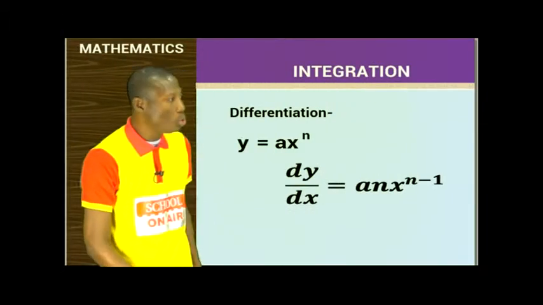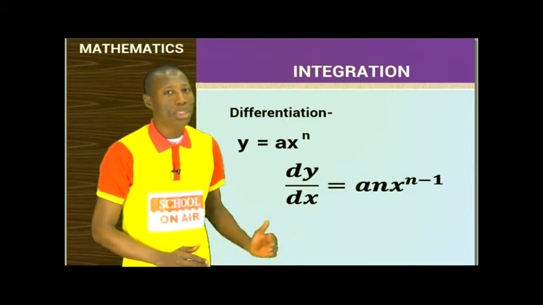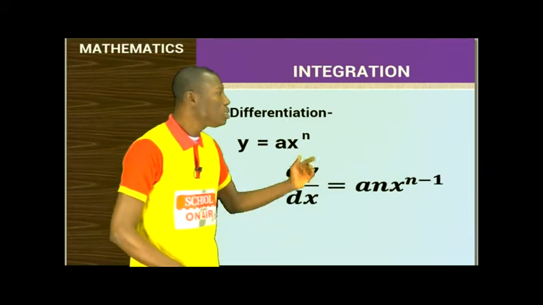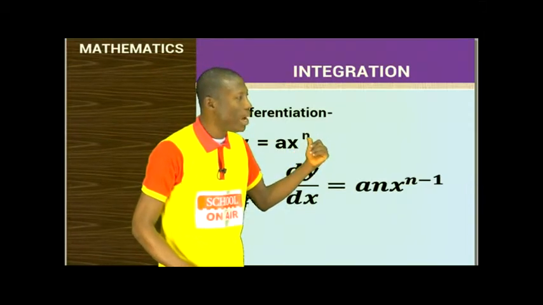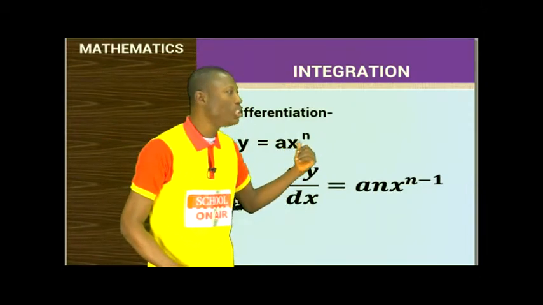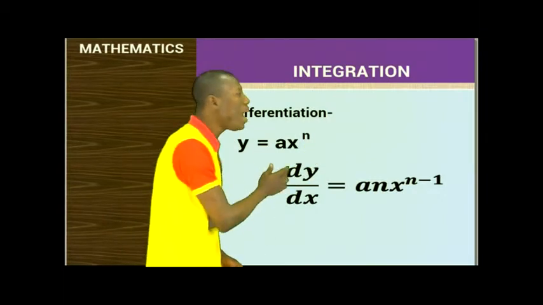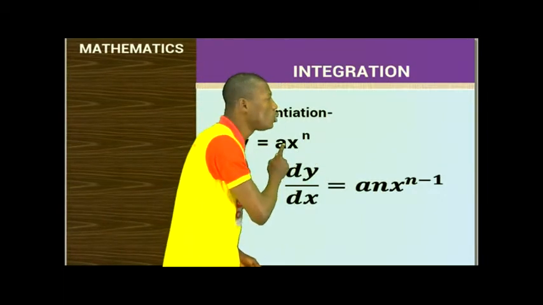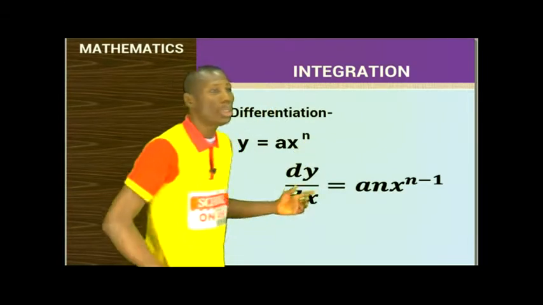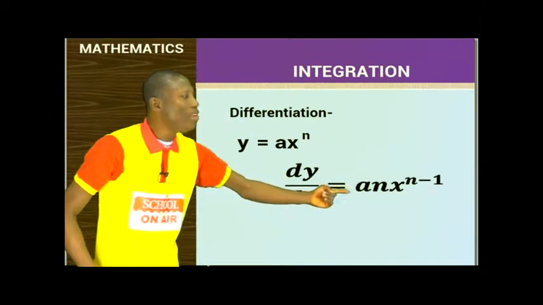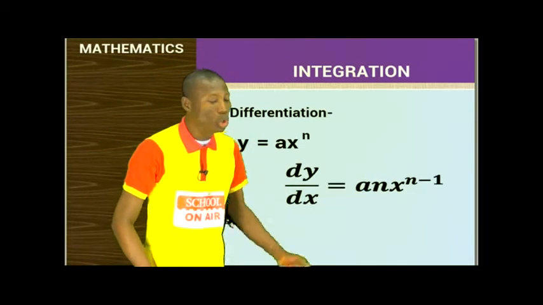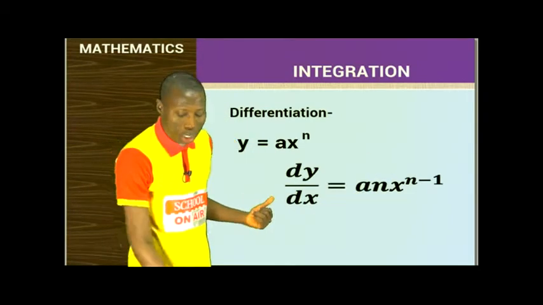Let me first of all show you something. Let me start from the perspective of differentiation. In this, I have y is equal to ax raised to power n. You know, a is the coefficient, n is the power. Now dy/dx is: I multiply this one and this one, then I take one away from the power, then I have anx raised to power n minus 1. This is differentiation. Now integration.